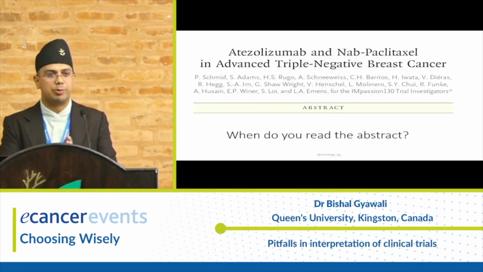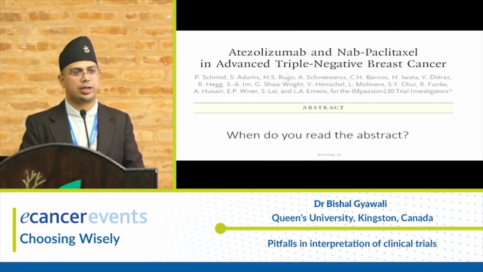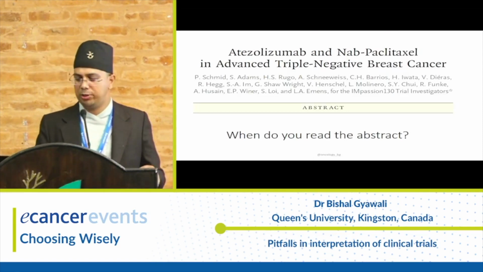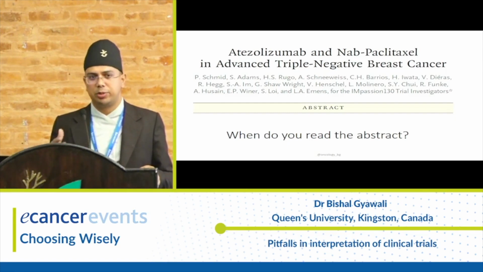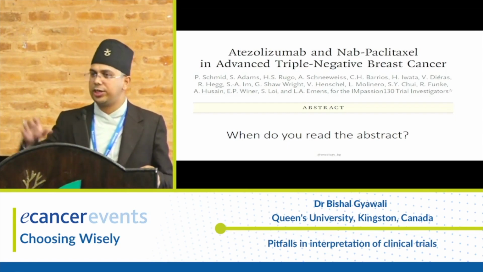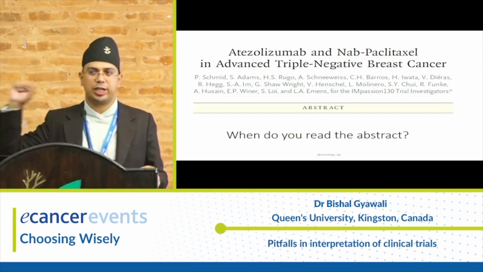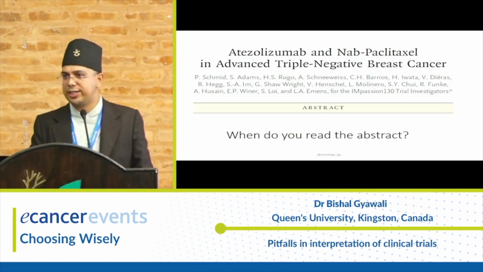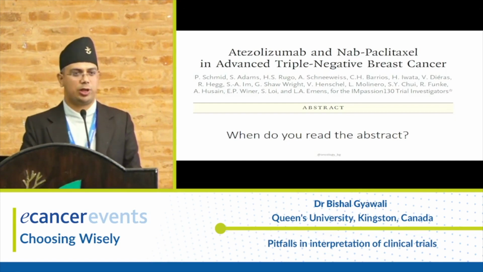Okay, so let me start with how we read a clinical trial report. I'll use real life examples, but as an oncologist, I'll be using examples from cancer trials, though it will be applicable across. So let's say you see this report. This is a New England Journal publication. First thing, simply because a paper is published in the New England Journal or Lancet or JAMA does not mean you have to follow it.